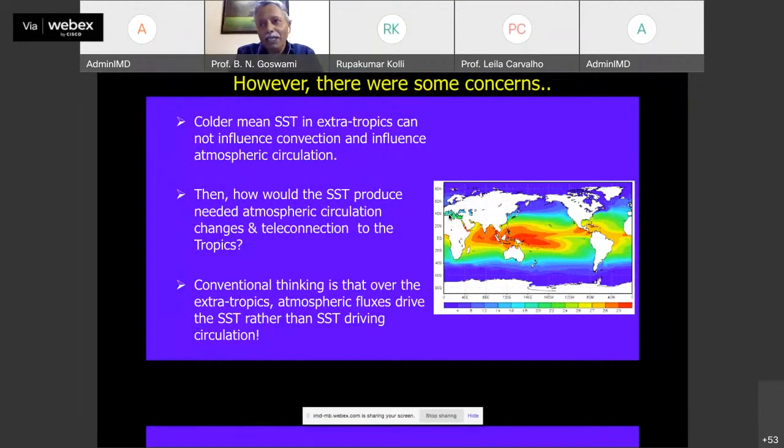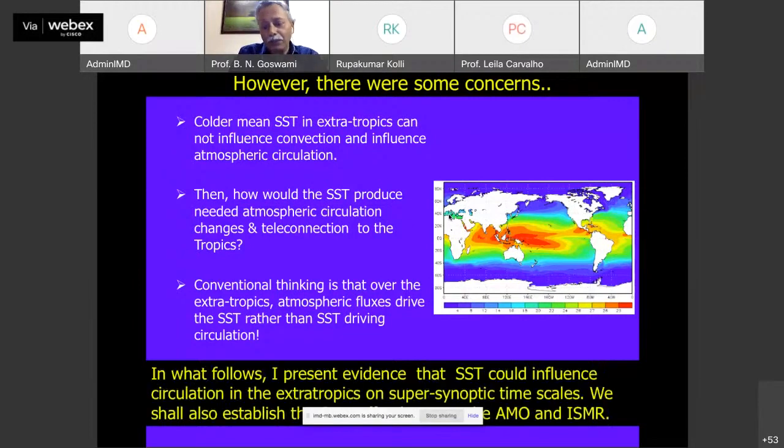This has been a connection. Therefore, there has always been a conceptual problem of how SST could have influenced this. In the next few slides, I'm going to show that, in fact, SST can influence the tropical-extratropical circulation, not on synoptic time scale, but on the slower time scale, like super-synoptic, the intra-seasonal time scale, or seasonal time scale.